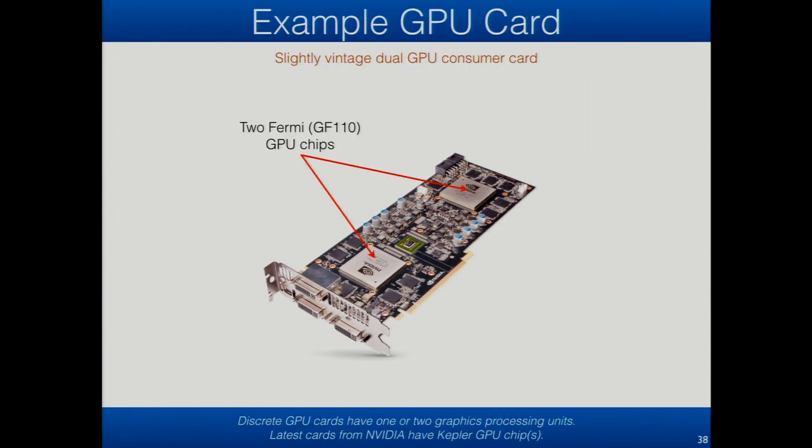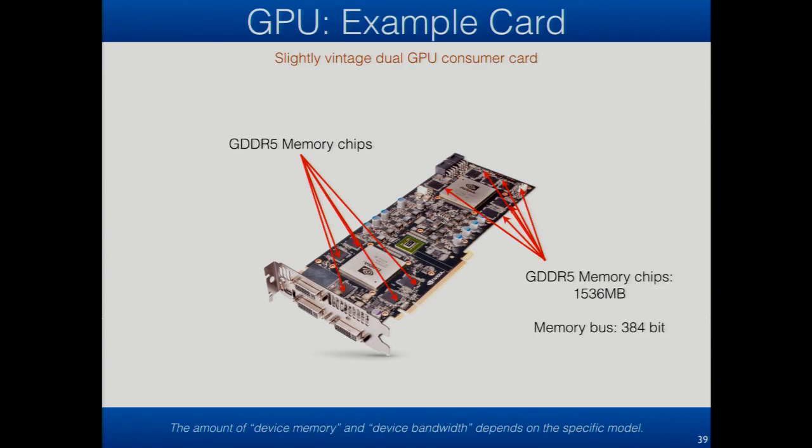This thing has 2 GPUs. And it has its own set of memory chips. Okay? In this case, we've got 2, 3, 4, 5. Looks like 5 memory chips each. About 1.5 gigs each. Okay?